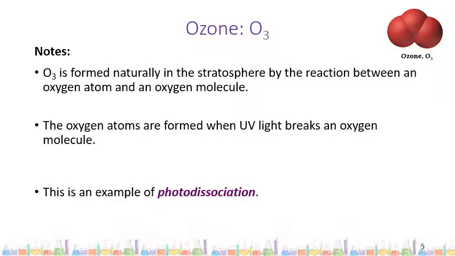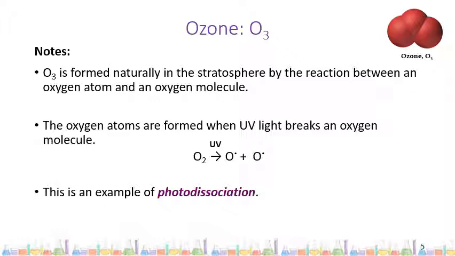So more notes on ozone for you. Like we said, it's in the stratosphere and it's formed there. It's formed by a reaction between an oxygen atom plus an oxygen molecule. So where do we get the oxygen atom from? Because we know oxygen, O, doesn't exist on its own. Where we get that from is when you take an oxygen molecule and it's broken down by UV light to form two oxygen atoms.